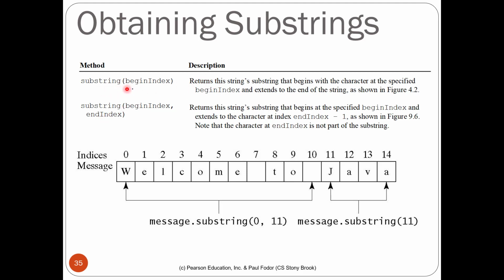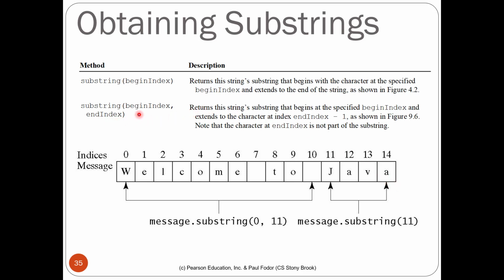Now, when you do substring with the beginning index, like message.substring(11), what will happen? It returns the substring that begins with the character at the specified begin index and extends to the end of the string, as in figure 4.2. Message is your whole string, and you're saying message.substring(11). You're not specifying the end index, only the beginning index. So the result would be the substring that starts at 11 and goes till the end. So you should get Java.